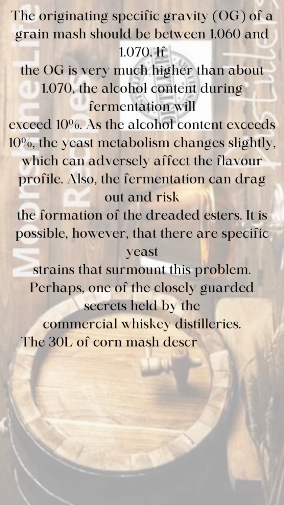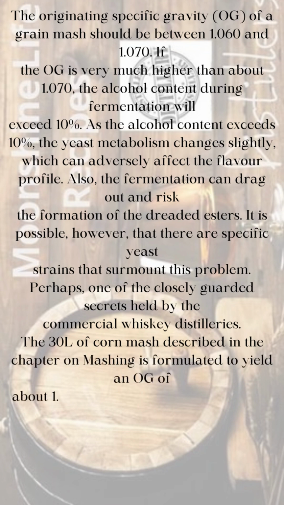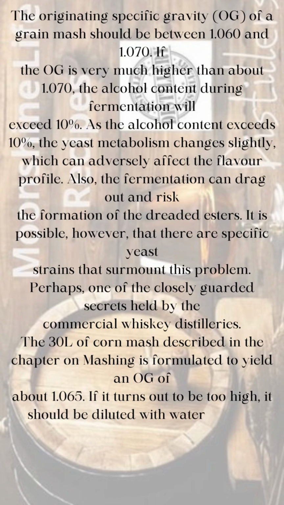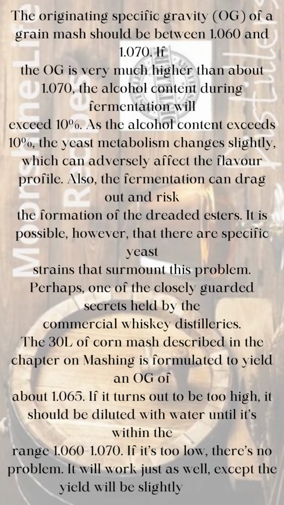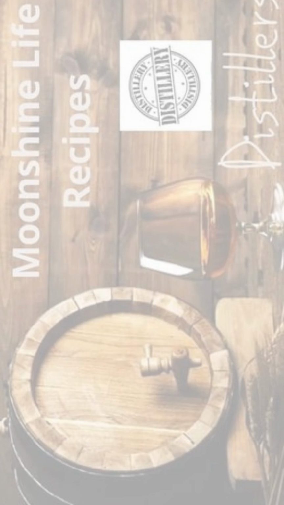The 30L of corn mash, described in the chapter on mashing, is formulated to yield an OG of about 1.065. If it turns out to be too high, it should be diluted with water until it's within the range 1.060 to 1.070. If it's too low, there's no problem. It will work just as well, except the yield will be slightly lower.